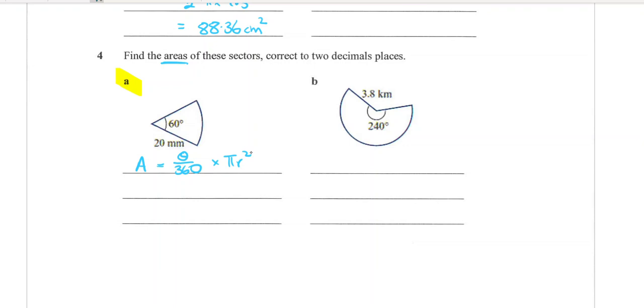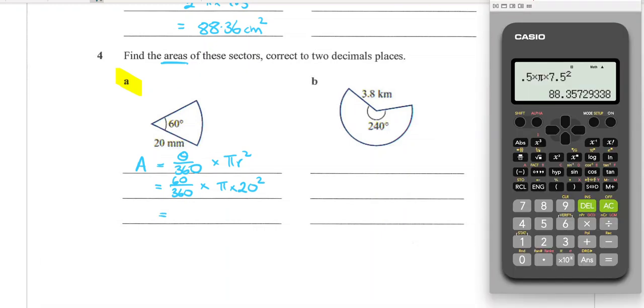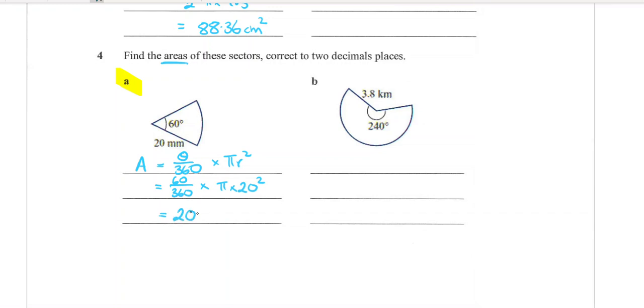The theta is your angle, so it's just the 60 degrees. So 60 over 360 times pi times the radius, which is 20, squared. Don't forget the pi. Times pi times 20 squared. 209.44. Please be careful with your rounding. It's horrible if you're losing lots of half marks because you're not rounding things correctly.